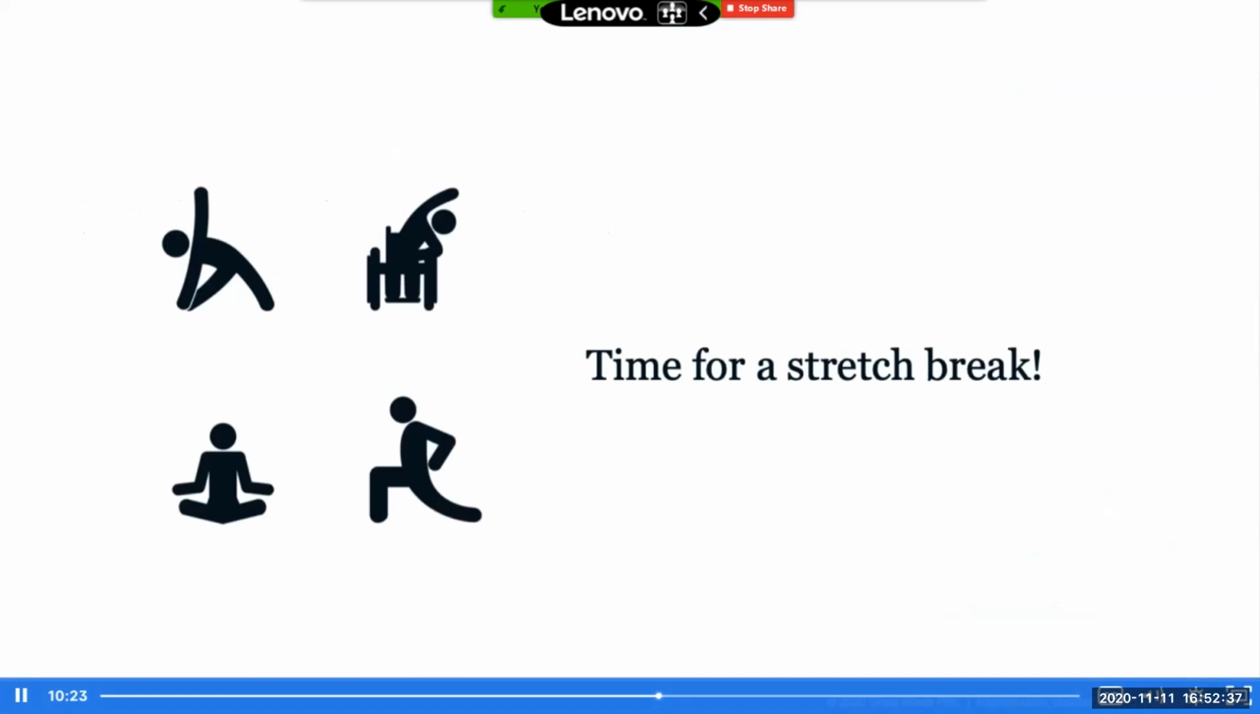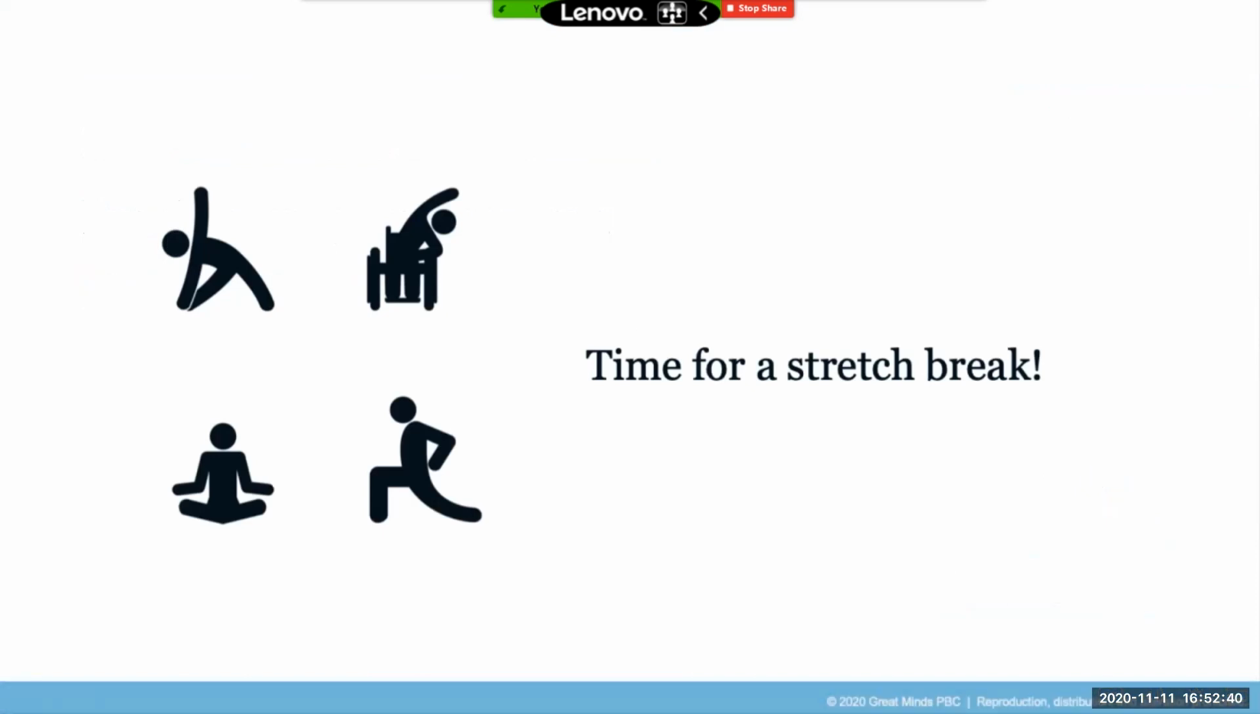This is a great time for a stretch break. Pause here to take a stretch break and then just hit play when you're ready to continue.